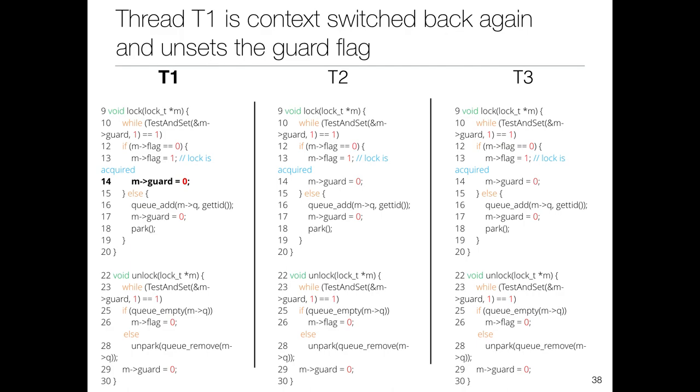T1 is again context switched back in. It sets the flag. Flag was the main lock variable. And it then unsets the guard variable. So basically, guard is going to be set at the start of the lock and at the start of the unlock, and as soon as the main operation of either locking, by locking I mean that the flag is set to 1, or the thread is added to the queue and we park the thread, we'll set the guard to 0 after that. And correspondingly in the unlock also we'll do the same. But for now let's look at the guard variable, which is now set to 0.